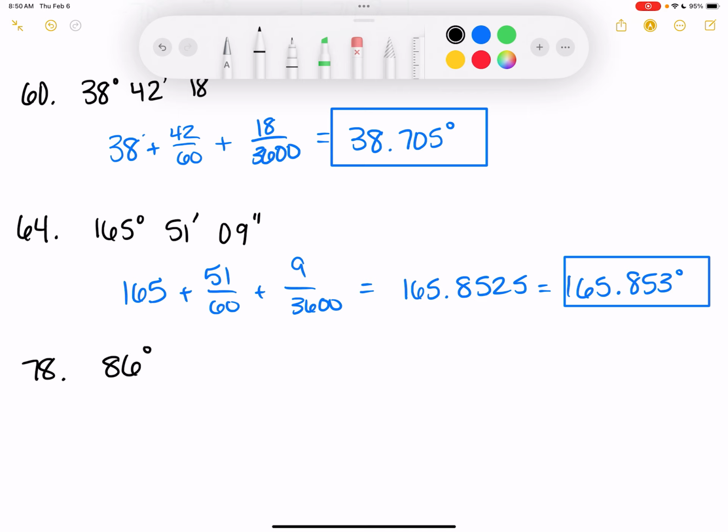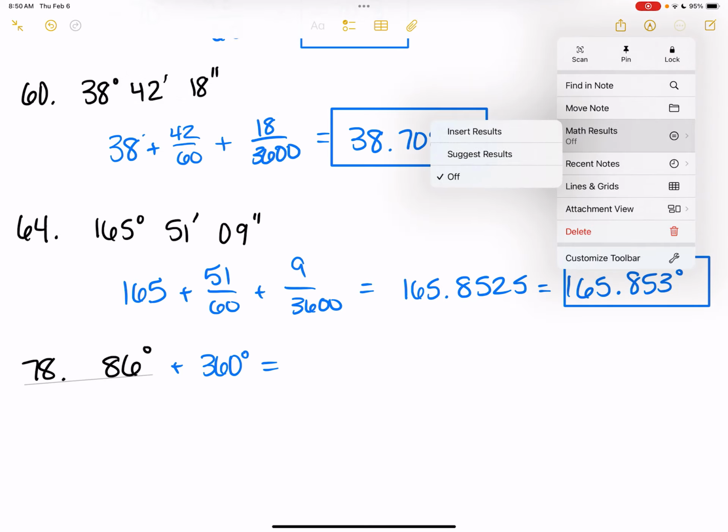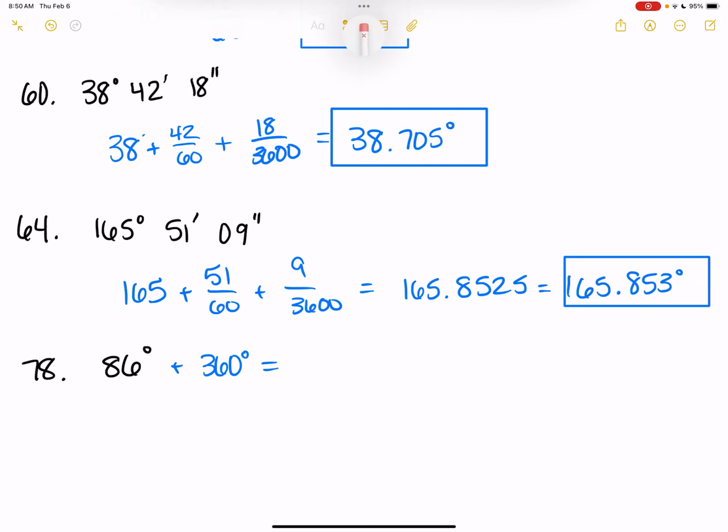But since they want a positive one, if I subtract 360 degrees, I can see because this number is less than 360 that I'm going to end up with a negative. So I know that I need to add 360 degrees to this one. So we just do 86 plus 360. This is where I should turn this function back on because it will work for this. Maybe. Let me try it again.